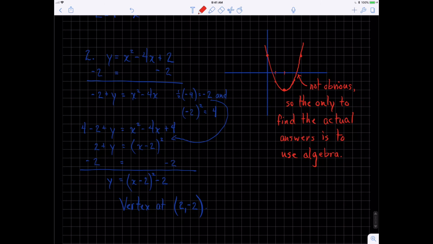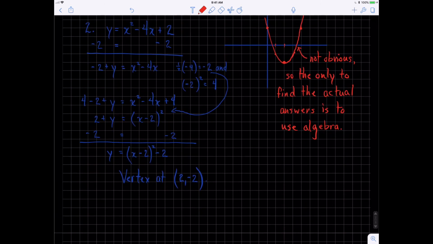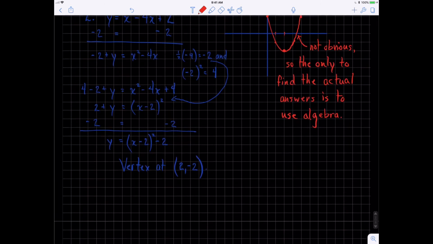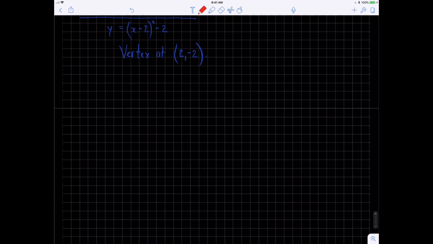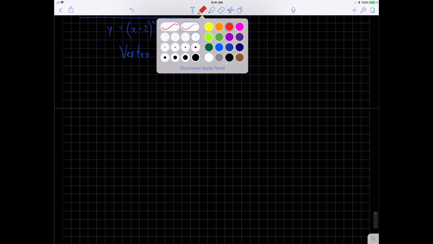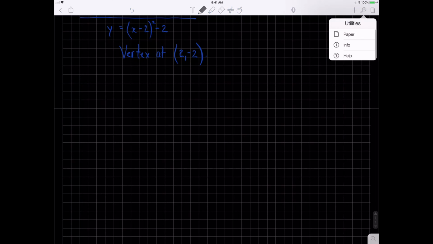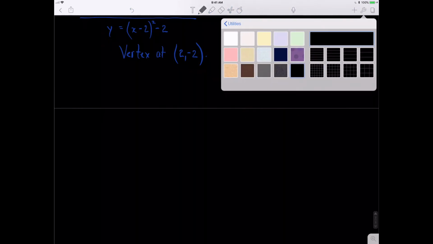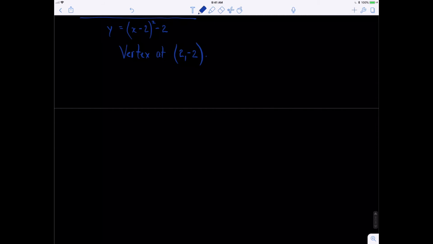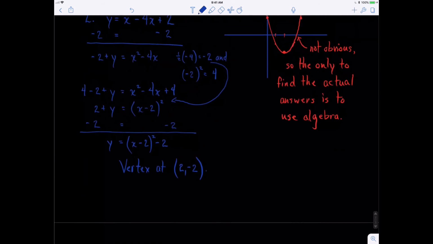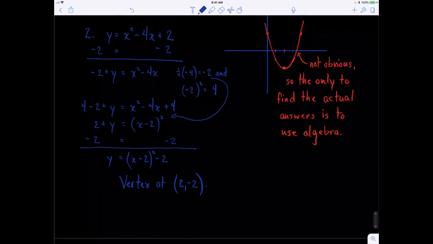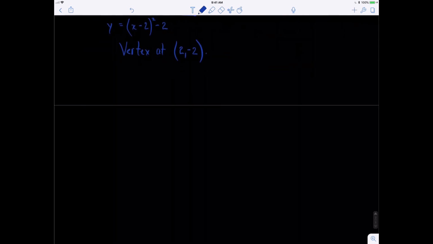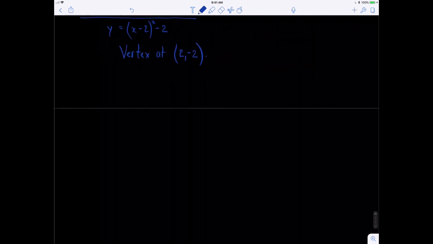So let's try this. To find my X-intercepts, we'll start with those. Let's go back to our blue here. Here's my blue, and I'm going to turn off this graph paper. Okay, there we go. Now what I would do, and you can use either equation here, is I'll use the top one. Now what I do is I would set this equal to 0.